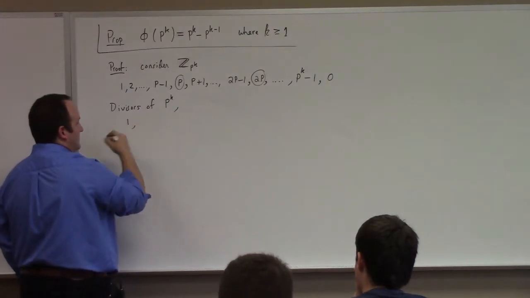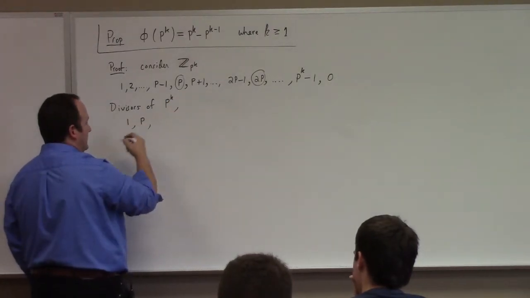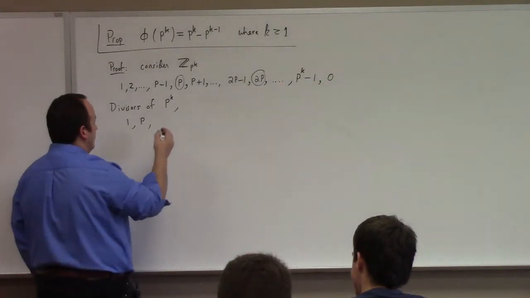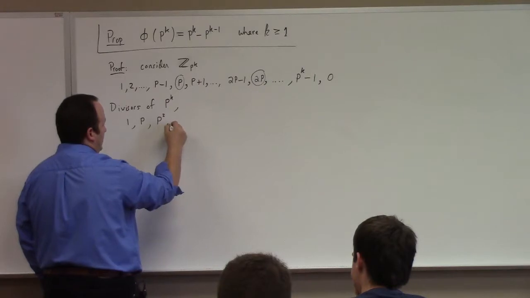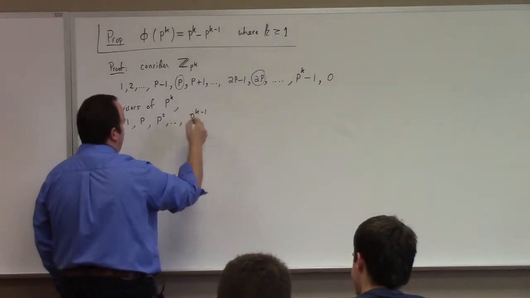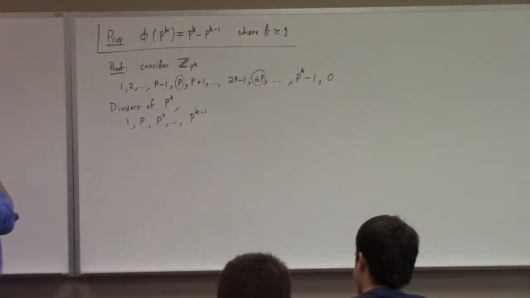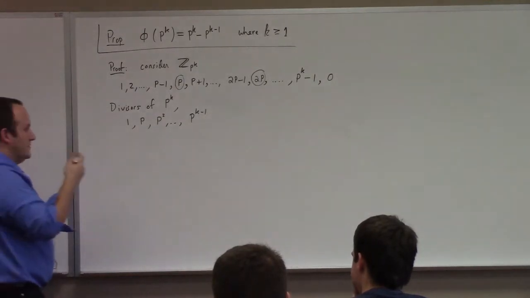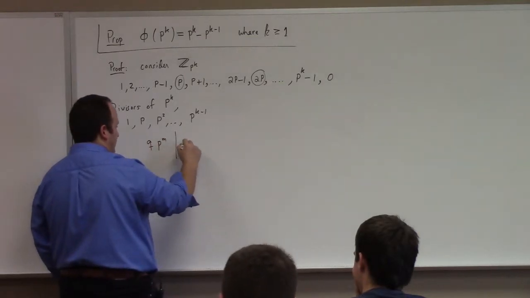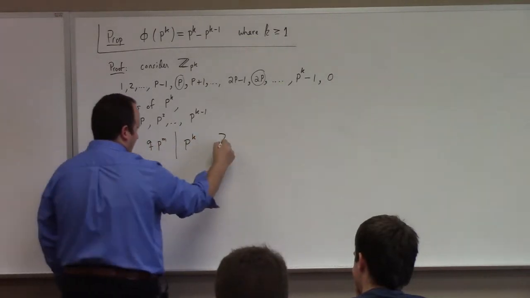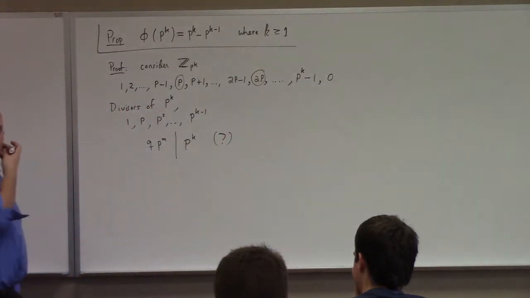You got 1. You've got p. You got what else? Of course, p squared, and so forth. P to the k minus 1. But what else is there? But are multiples of those, can a multiple, if I throw in another prime, right? If I say q times one of these guys, can that divide p to the k? No, it can't, right?